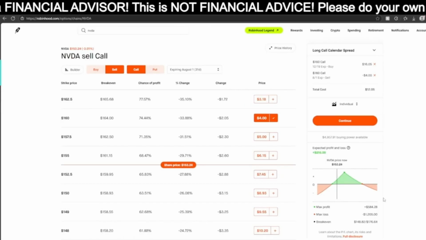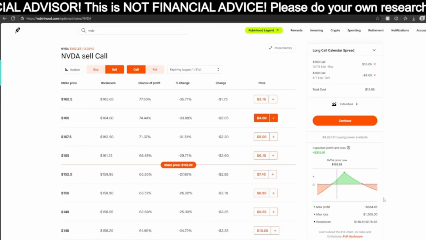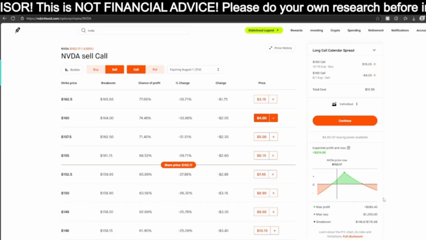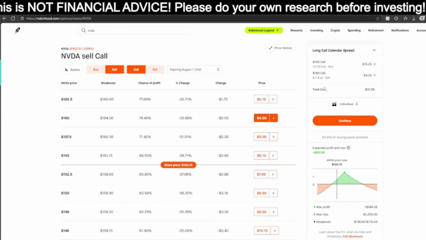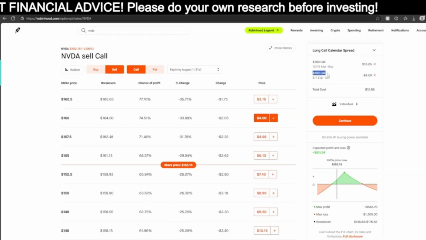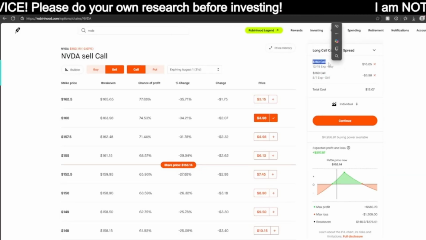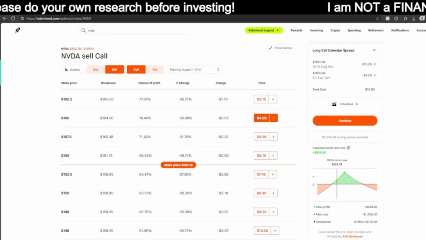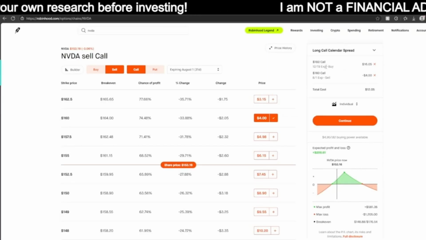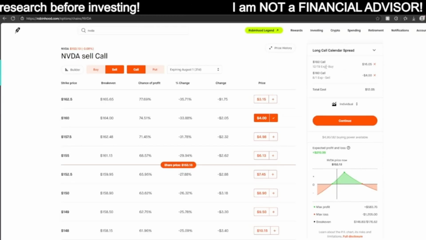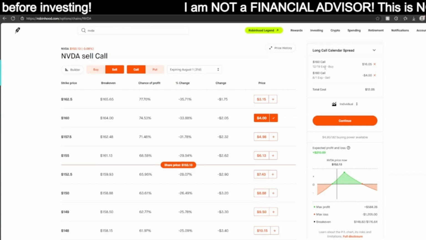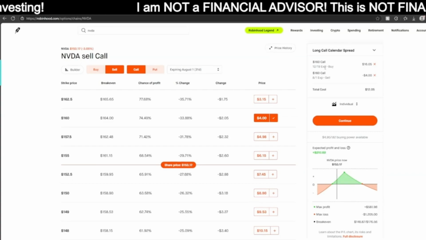Now, the good thing about this long call calendar spread, also known as a poor man's covered call, is that say by August 1st, we don't hit 160, you can still hold this bought option, then go to September and sell another one, then October, and just keep offsetting your price that you pay by collecting premiums.